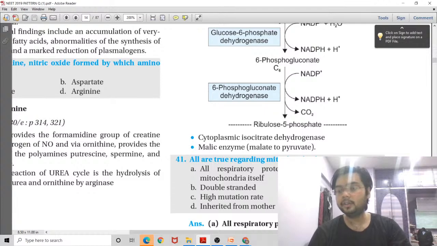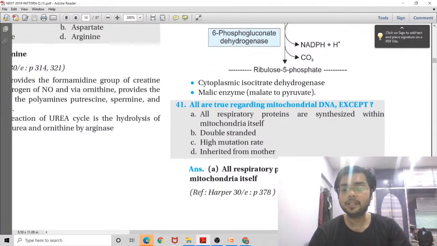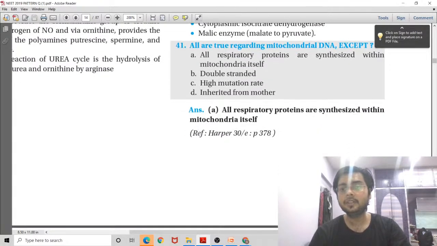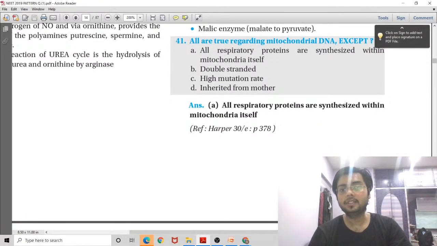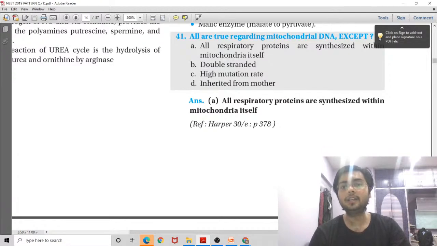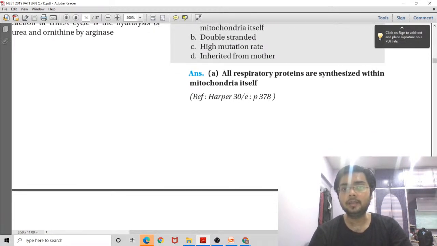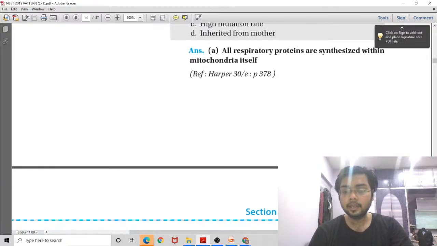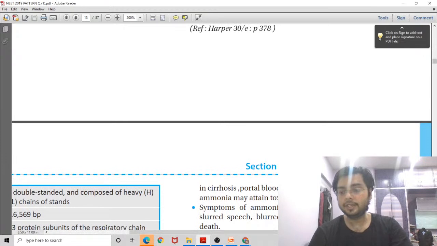So what they want you to know is that mitochondrial DNA is something different from the normal one, and that is why they have asked this question. All are true regarding mitochondrial DNA except: all respiratory proteins synthesized within the mitochondria itself, double-stranded, high mutation rate, inherited from mother. Some points are very clear: it is inherited from mother, there is high mutation rate, and it is double-stranded. But it is not always that all the enzymes are synthesized in the mitochondria.